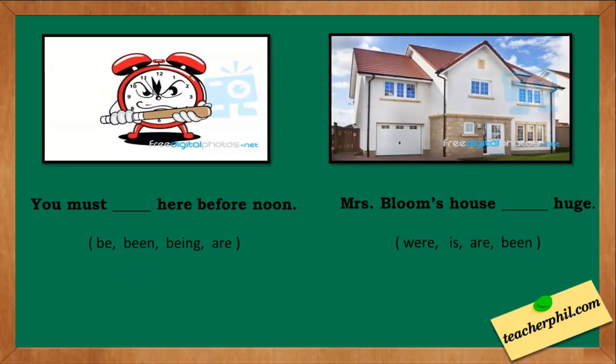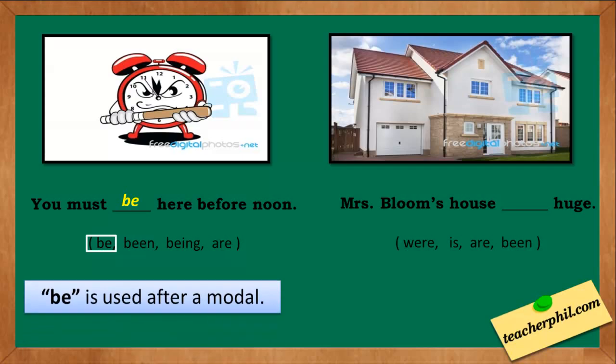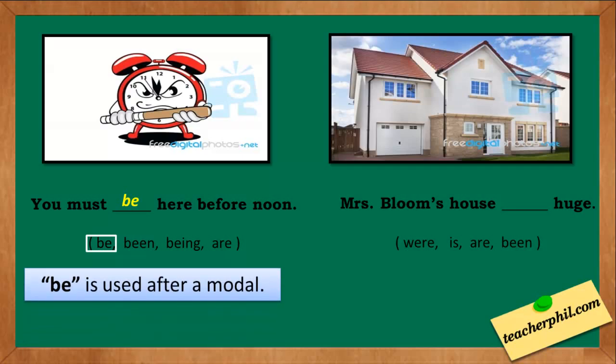Next, you must blank here before noon. Is it be, been, being, or are? The correct answer is be. You must be here before noon. Be is used after modal. In this case, must.